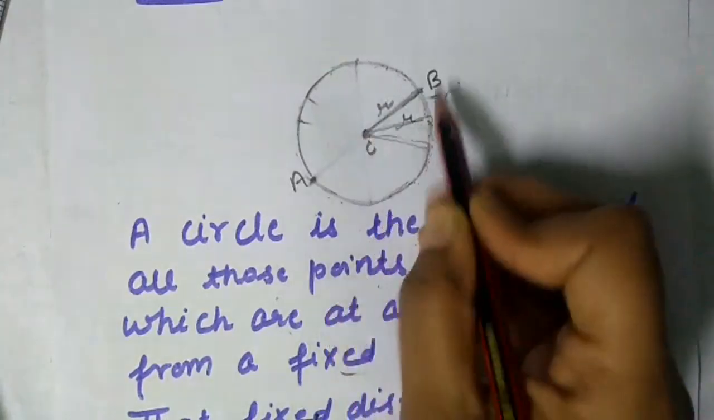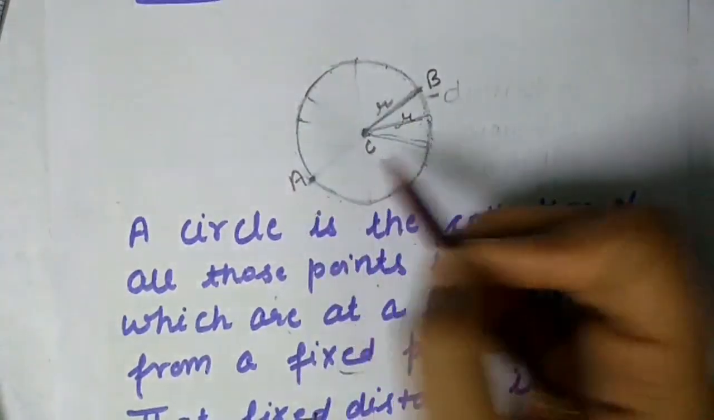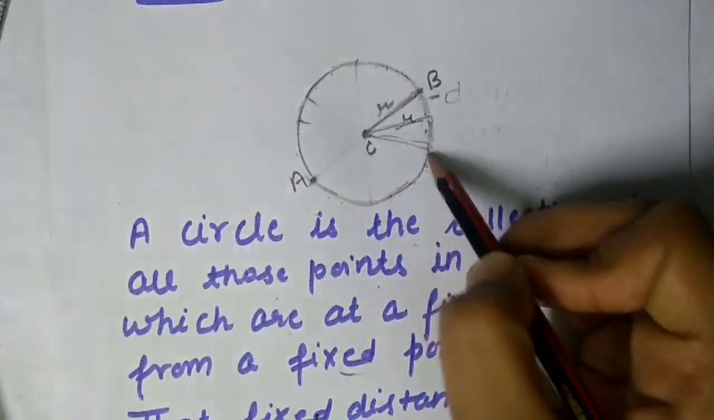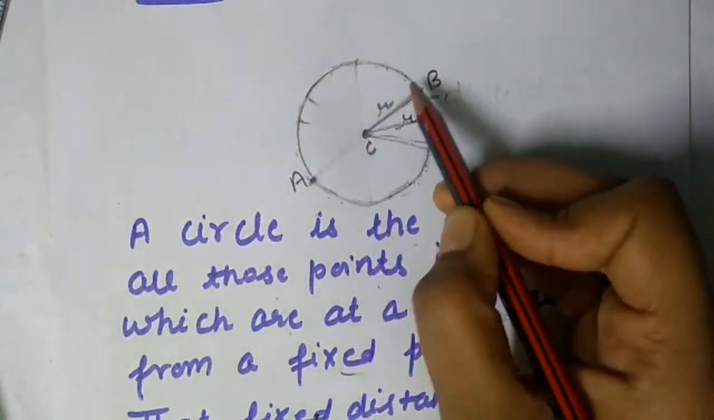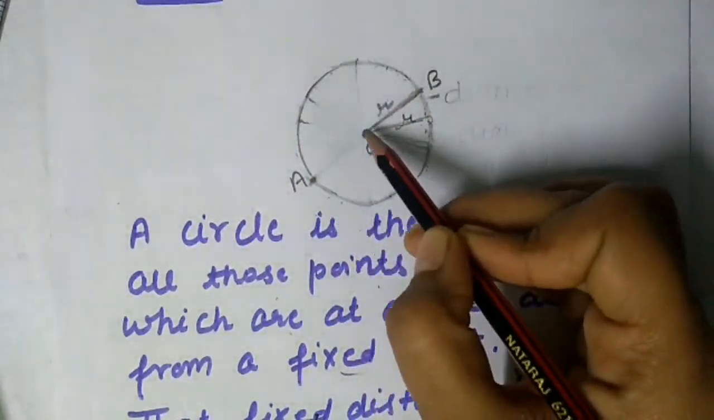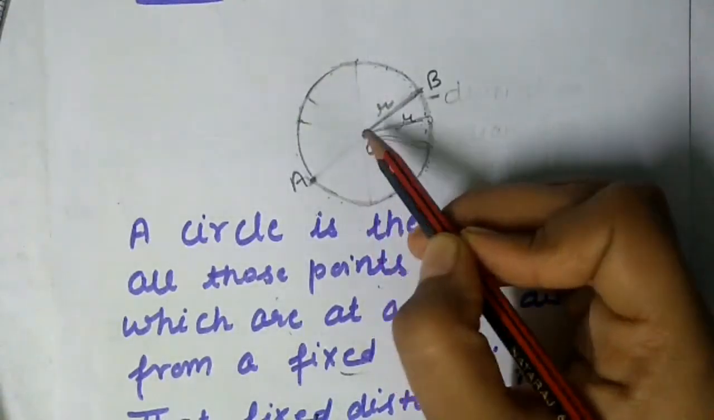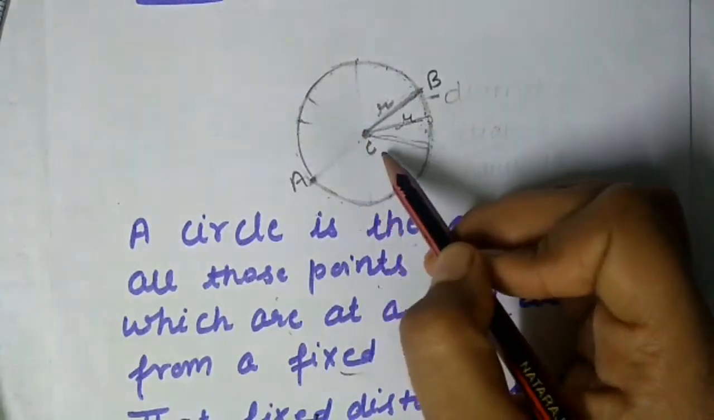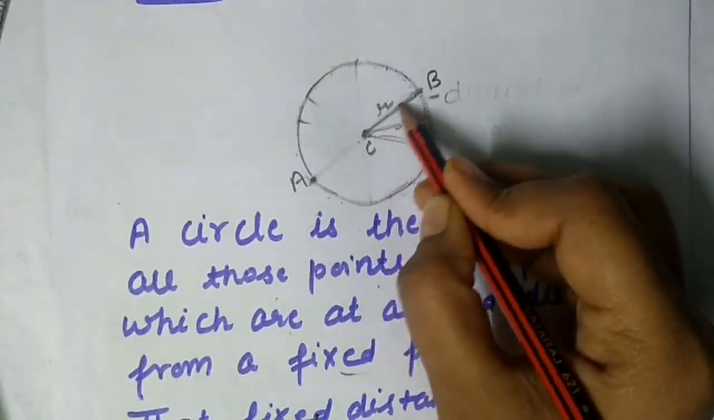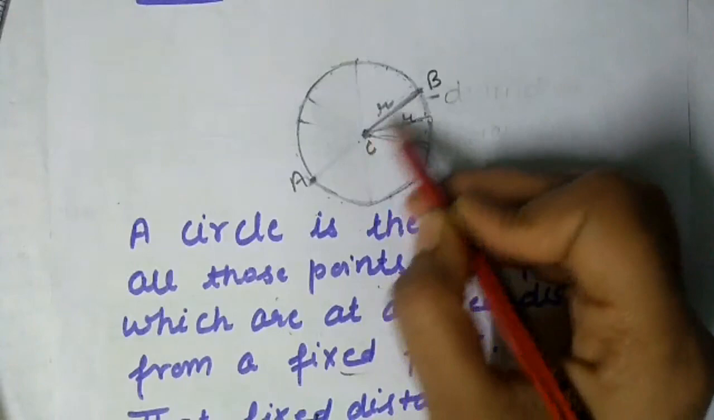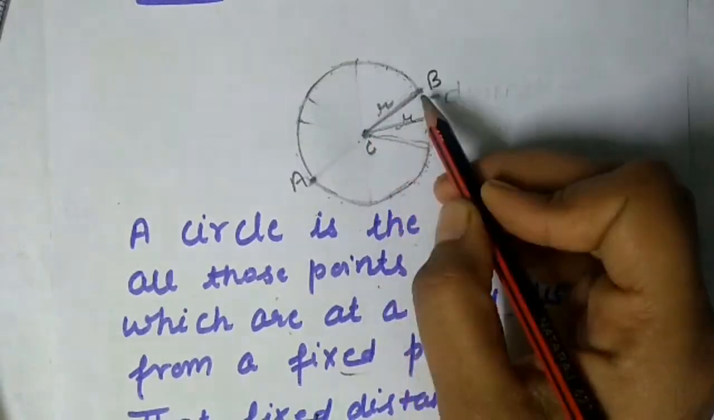Here this is a circle, and these are the collection of points. These are the points which are at a fixed distance from a fixed point. This is the fixed point, and this fixed point is known as the center of the circle, and this fixed distance is known as the radius of the circle.